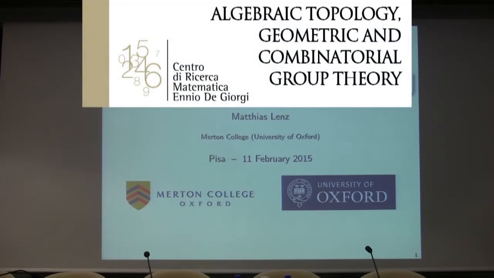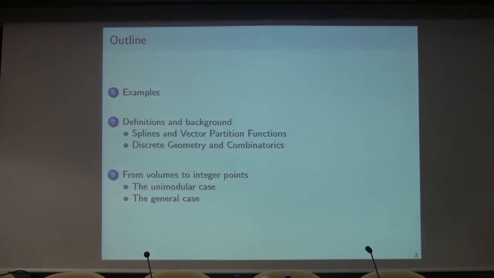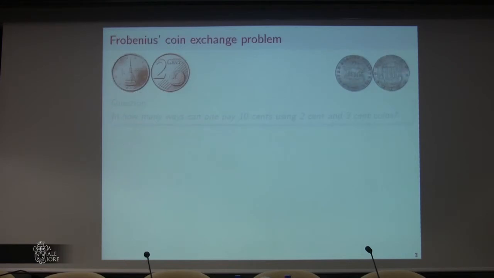Yeah, we'll speak about volumes of polytopes and the number of lattice points therein, and some algebraic and combinatorial structures that are connected with these quantities. This is a brief outline. Essentially, I will start with some very basic examples, and then things will gradually become more difficult. So here is the first example.